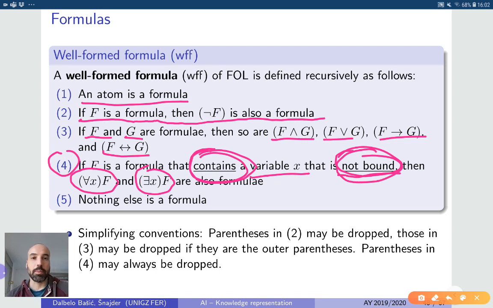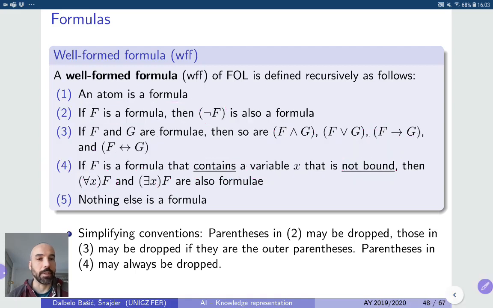Okay, and same as with propositional logic, we'll introduce some simplifying conventions to make formulas more readable. More precisely, we'll be dropping parentheses in rule number 2, these here, we don't really need them. And we'll be dropping parentheses in rule number 3, these here introduced by binary operators, if these parentheses are the outermost parentheses of the formula. And finally, in rule number 4, we'll be dropping these parentheses around quantifiers. They don't really contribute to anything.